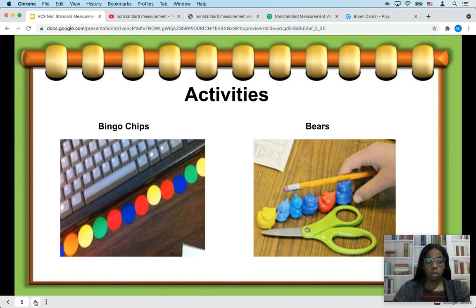Then you can go into some activities. Bingo chips are a great non-standard way of measuring. How many bingo chips does it take to find out the length of our computer's keyboard? How many bears does it take to find out the length of our scissors?